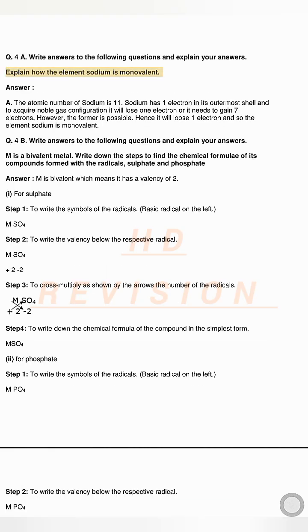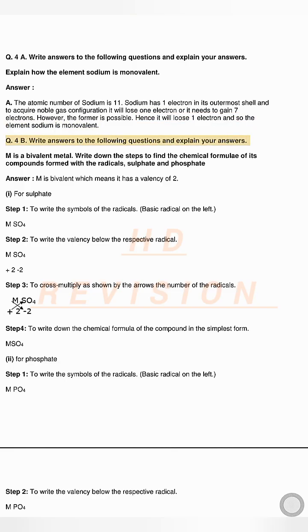Q4. Write answers to the following questions and explain your answers. Explain how the element sodium is monovalent. Answer. The atomic number of sodium is 11. Sodium has 1 electron in its outermost shell, and to acquire noble gas configuration it will lose 1 electron or it needs to gain 7 electrons. However, the former is possible. Hence it will lose 1 electron, and so the element sodium is monovalent.